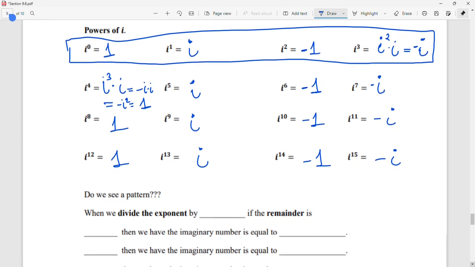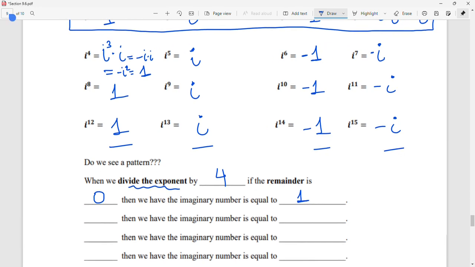What is that pattern? If we divide the exponent by 4, now why do we use 4? Well, it repeats 1, 2, 3. Every fourth turn it repeats. That's why we're going to divide by 4. If the remainder of the exponent divided by 4 is 0, then the imaginary number is equal to 1.